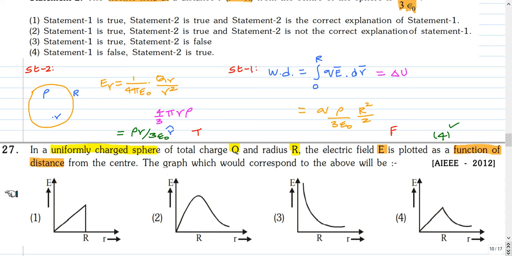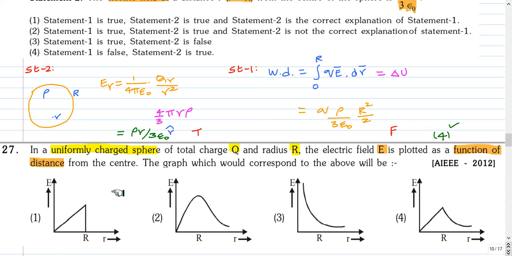This is the next question. In a uniformly charged sphere of total charge q and radius capital R, the electric field E is plotted as a function of distance from the center. The graph which would correspond to the above will be. This is a standard question.